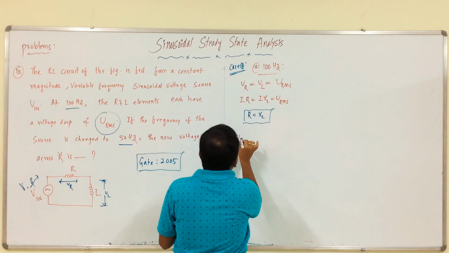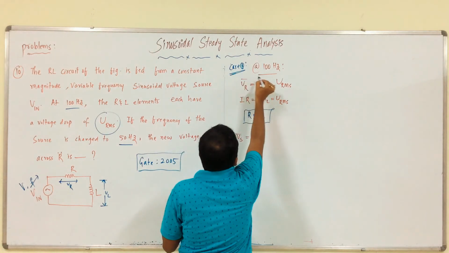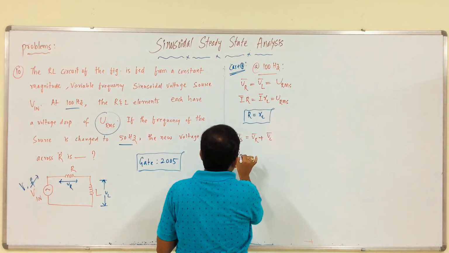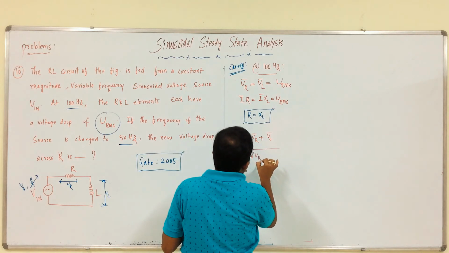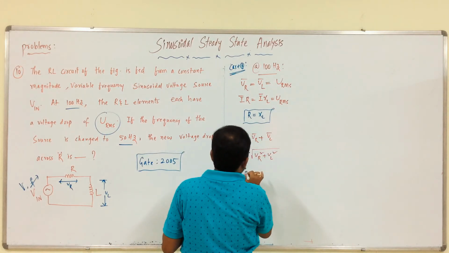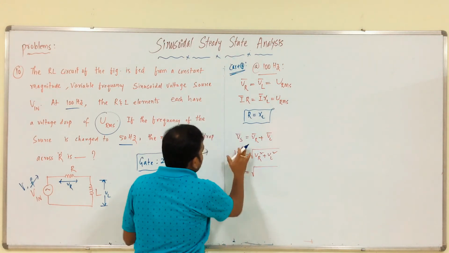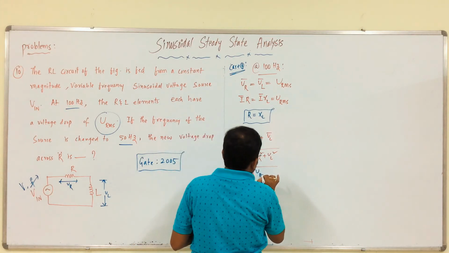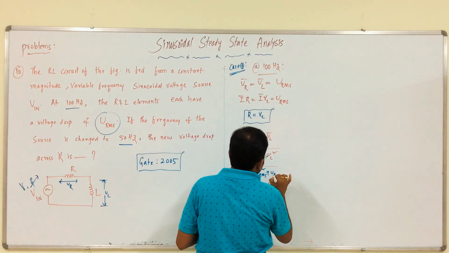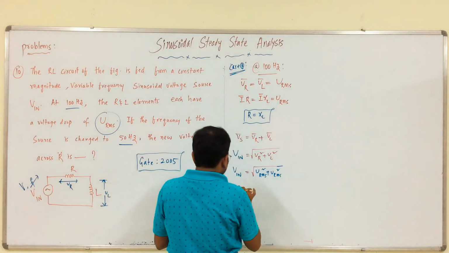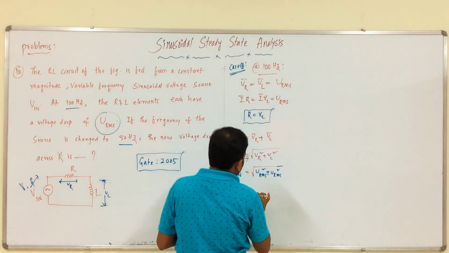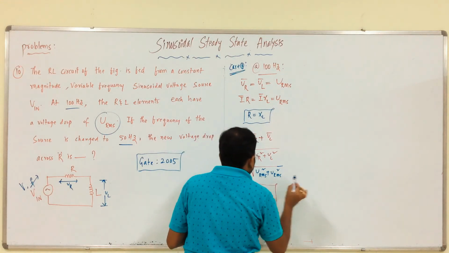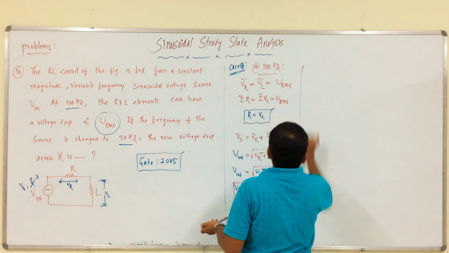We all know that Vs equals Vr plus VL. Therefore, mod Vs equals root of Vr square plus VL square, which is root of URMS square plus URMS square. Therefore, V input is nothing but root 2 URMS. Clear? This is from case 1.